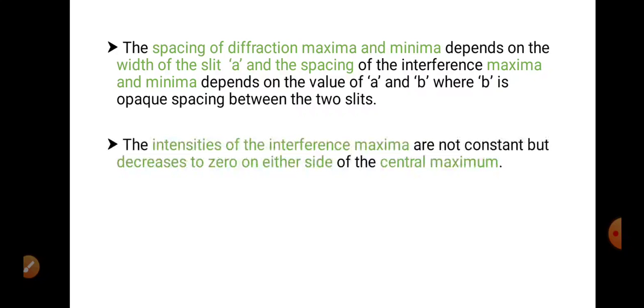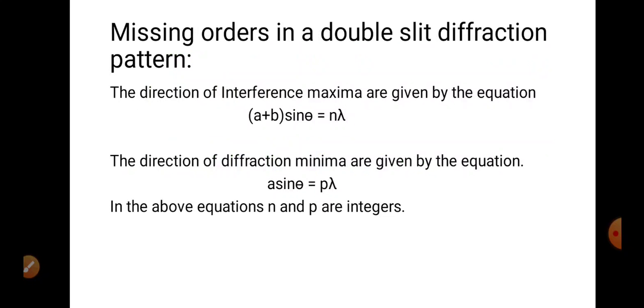Next, the intensities of the interference maxima are not constant but decrease to 0 on either side of the central maximum. So this is about the differences.